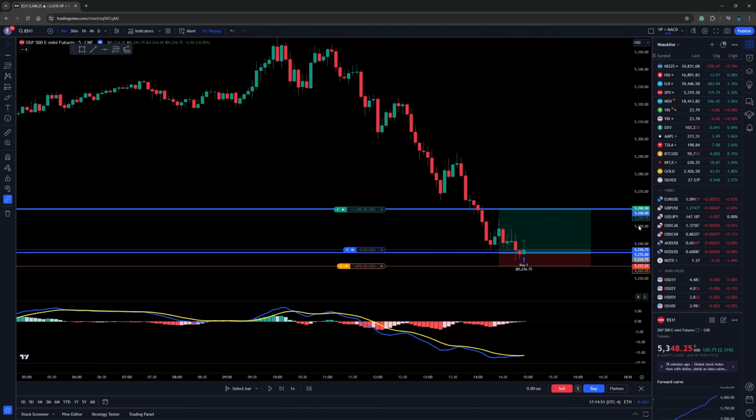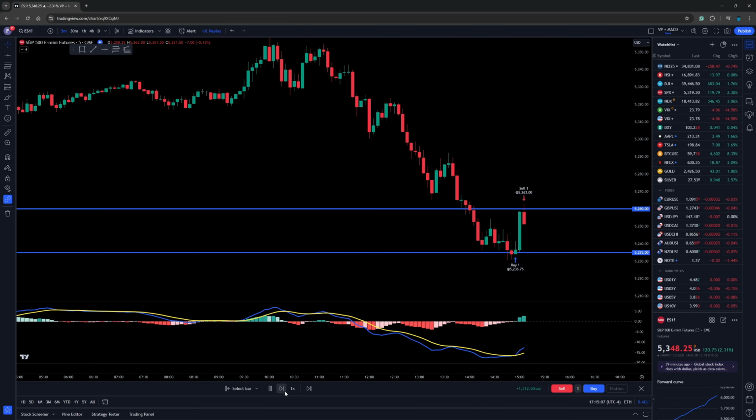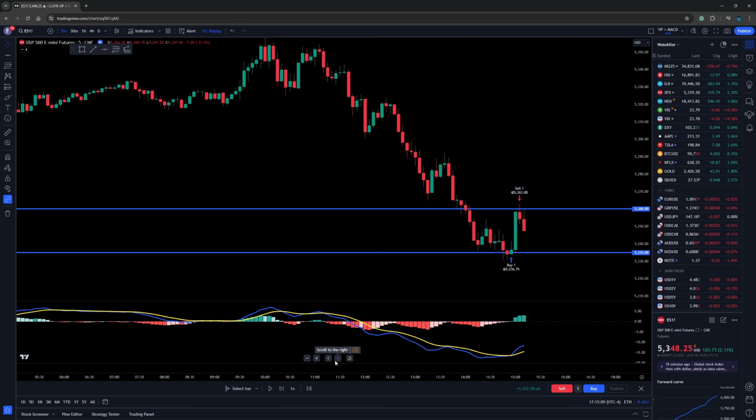And our simple entry on the trade could have been when we broke the top of that hammer candle right there. As soon as we broke the top of that hammer candle, that was our entry point. We put our stop loss right below the liquidity level. And if we go ahead and hit play, let's see how this plays out. Boom, that was easy. Targets filled.